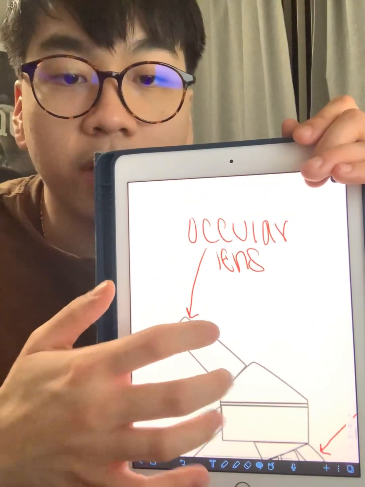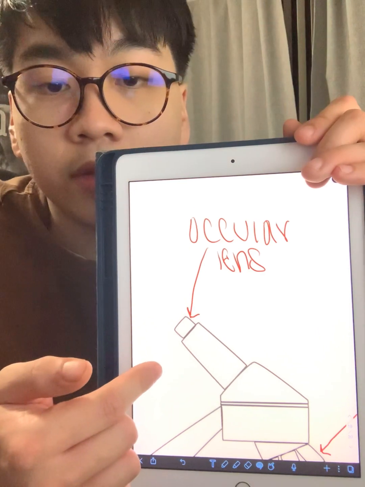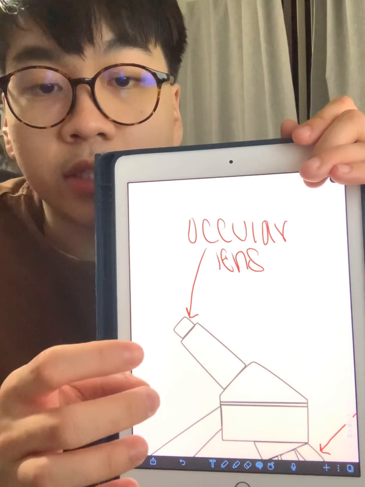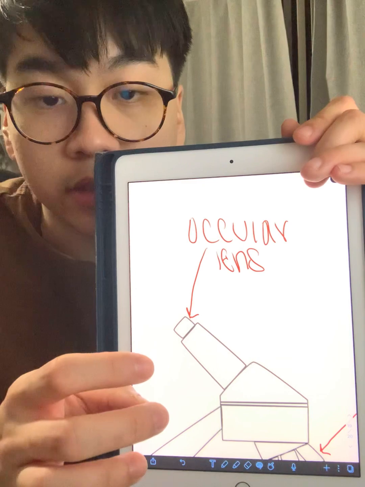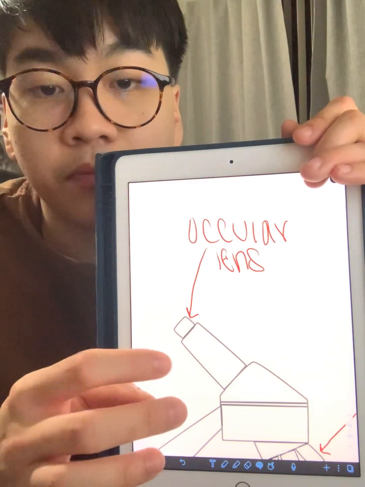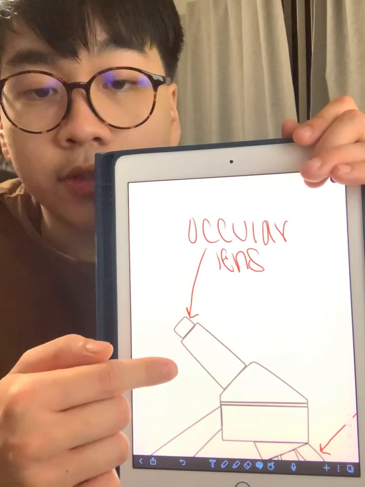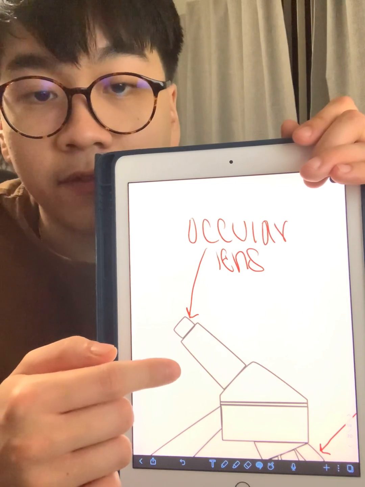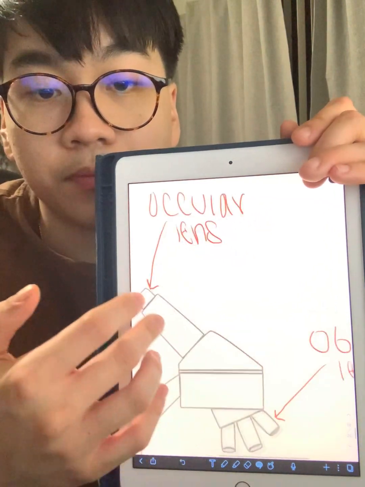Starting from the top, we have the ocular lens. The ocular lens is the eyepiece which we will look through, and it's going to contribute to some of the magnification of the image we're looking at. So this is going to be one of the two lenses that will be used to magnify the slide of the microscope.